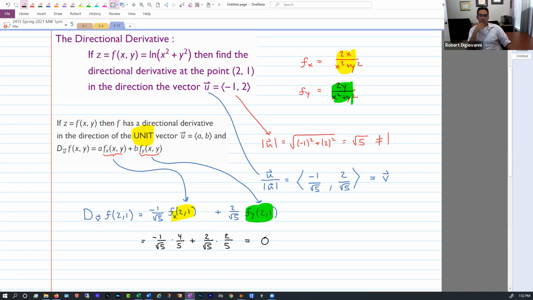What does that mean? No slope. We have no slope, right? The slope is 0. So now you might ask, well, wait a minute, are we at the top of a hill? This is a surface, right? Are we at the top of a hill?